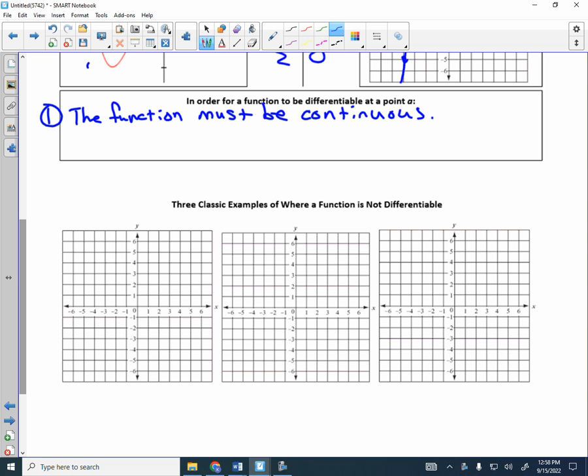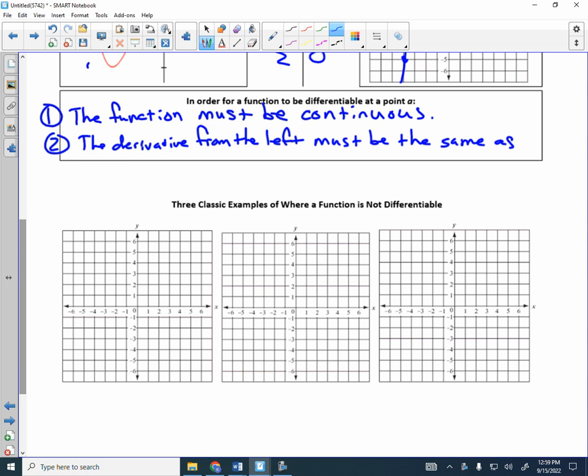And number two, in order to be differentiable, the derivative from the left, anybody? Must be the same as, yep, must be the same as the derivative from the right. So there are times when you can take the derivative of a function, and there are times when you can't.